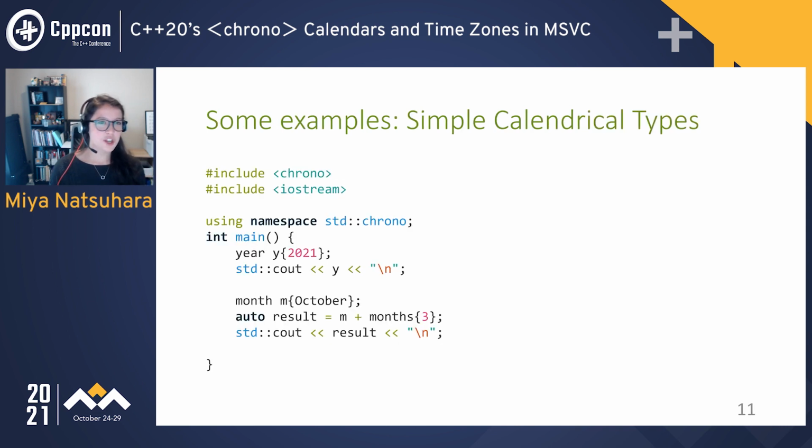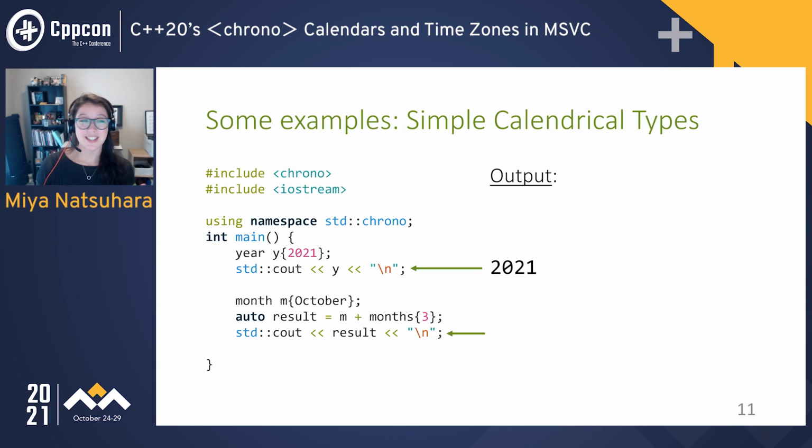Okay, so I'm going to start off with maybe the more intuitive, simple calendrical types here. I have a very short example program. You can see over here, I'm making a year. I'm giving it 2021, so that is this year. Because I'm printing it out here, you can see when I actually get the output, it looks probably like what you would hope to expect.